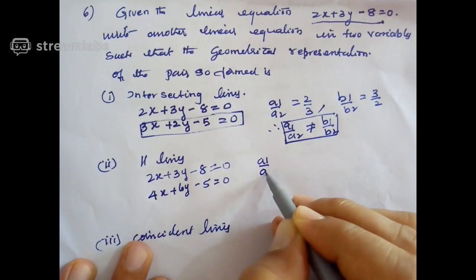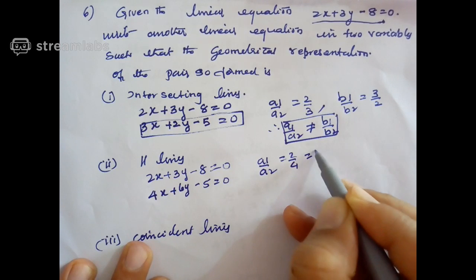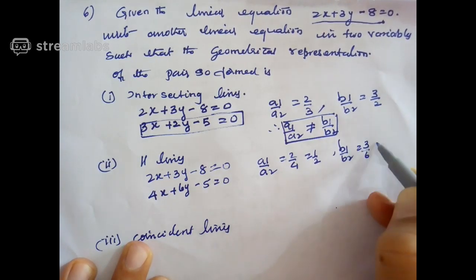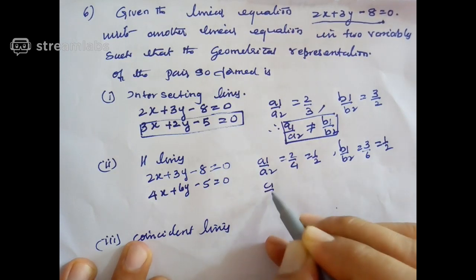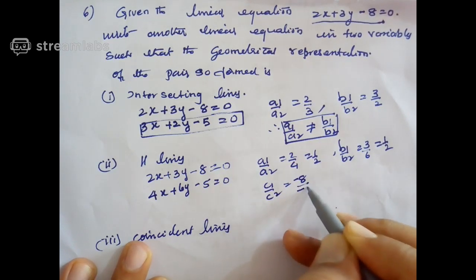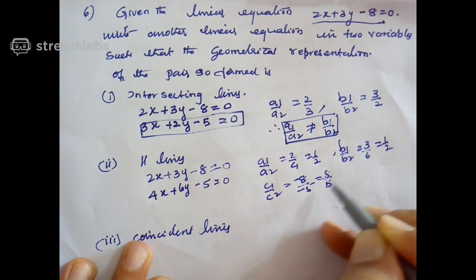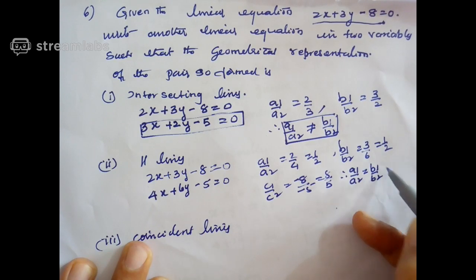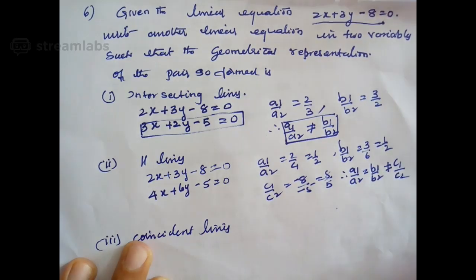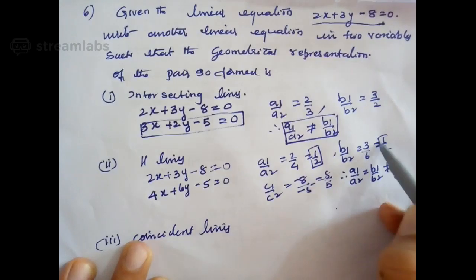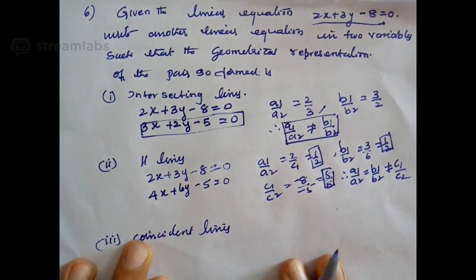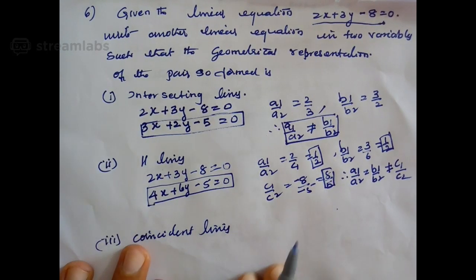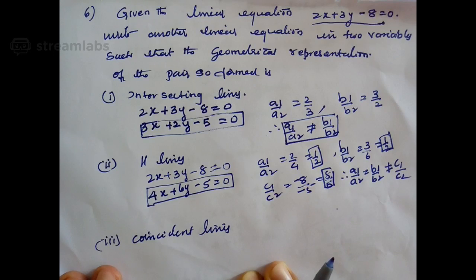A1 by A2 is 2 by 4, which is half, and b1 by b2 is 3 by 6, it is half. c1 by c2 is minus 8 by minus 5, which is 8 by 5. Therefore we can conclude a1 by a2 is equal to b1 by b2 is not equal to c1 by c2. This is half, this is half, and this is 8 by 5. So this is the second equation we formed to satisfy the condition for parallel lines.